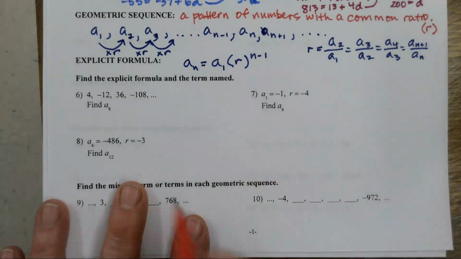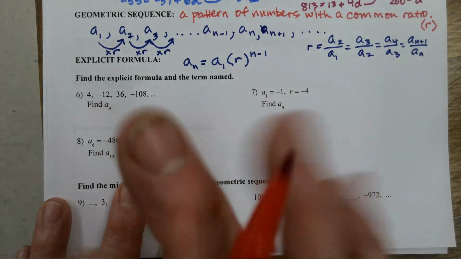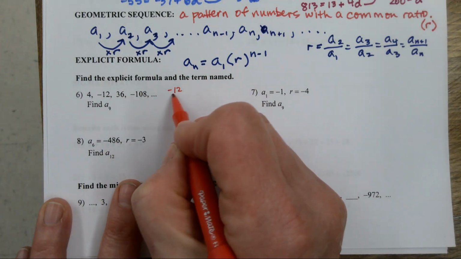But what I want to do is check and see if I can find out my R. And again, sometimes you can tell by looking at it, but if not, I do negative 12 divided by 4.